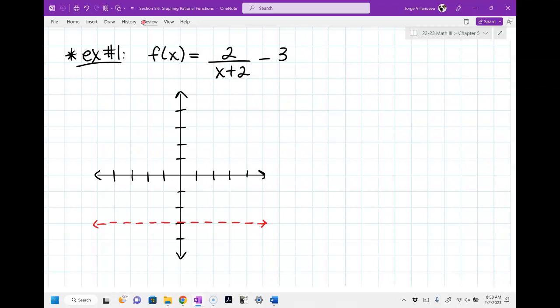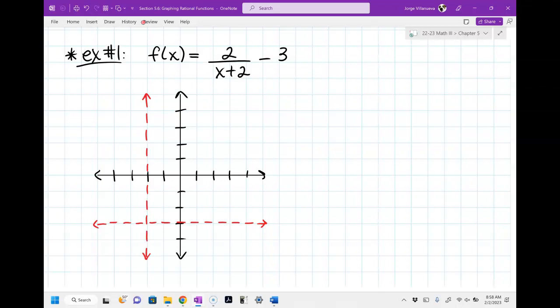What is my vertical asymptote? That's my B value, right? But my vertical asymptote is the opposite of what I see for B. So what do I see for B right now? A +2. That means my vertical asymptote should be -2. So I'm going to go to -2, and I'm going to draw a line like that.